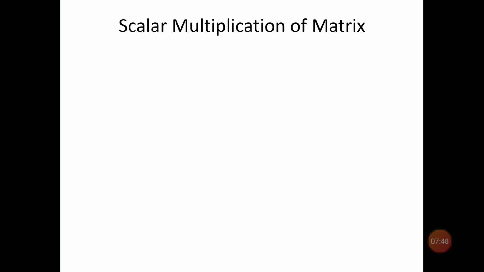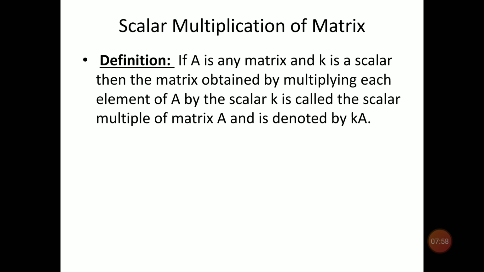Now the scalar multiplication. You might not have heard this word earlier. This term may be new to you, but don't worry, it's very simple, very straightforward. How do we define scalar multiplication of a matrix? If A is any matrix and K is a scalar, what do we mean by a scalar here? K is a scalar means K is some number. Then the matrix obtained by multiplying each element of A by the number, that is scalar K, is called a scalar multiple of a matrix, and we denote it by KA.